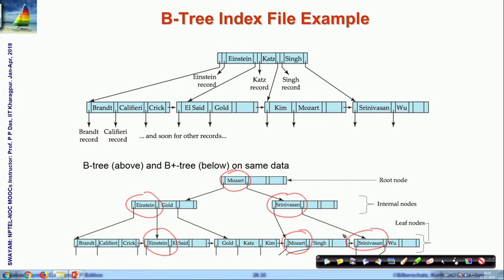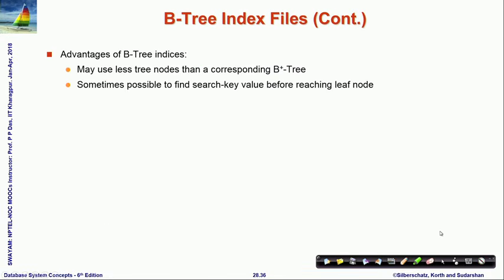This, in contrast, is a B tree representation, where if Einstein occurs, alongside it the pointer to Einstein's record exists. If Brandt occurs here, along with it Brandt's record exists, and Einstein would not occur anywhere else in the tree. So, you do not have this second instance of Einstein or this instance of Mozart in the B tree. Naturally, that is the basic optimization that the B tree does.